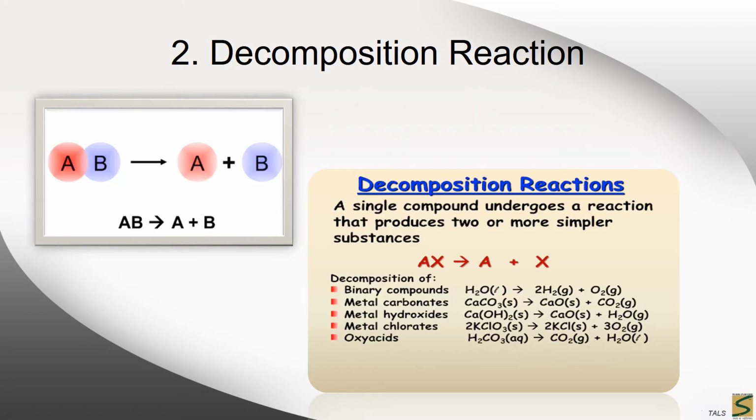Moving on to decomposition reaction. A reaction in which a single reactant breaks down to form two or more products is called a decomposition reaction. As given in the picture, AB splits up to form A plus B. Few examples are given. Water splitting up into hydrogen and oxygen, and calcium carbonate splitting up into calcium oxide plus carbon dioxide are all examples of decomposition reaction.